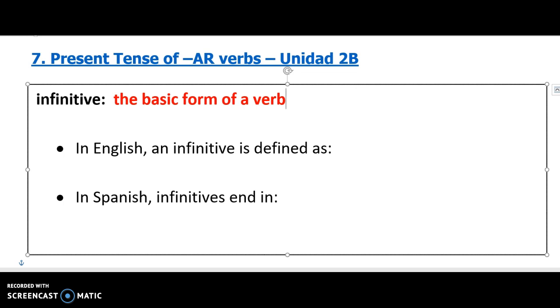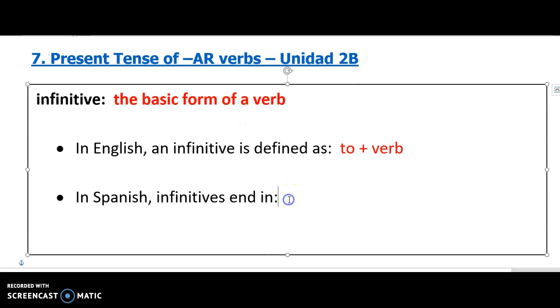It's the most basic form. So in English, we define an infinitive as being to plus a verb. So, for example, to jump, or to ski, or to study, or to talk, or to conjugate a verb, which makes Senora Mazzotti really happy. No one's doing anything, it's the idea of it. So we can always recognize an infinitive in English by having the word to in front of the verb.